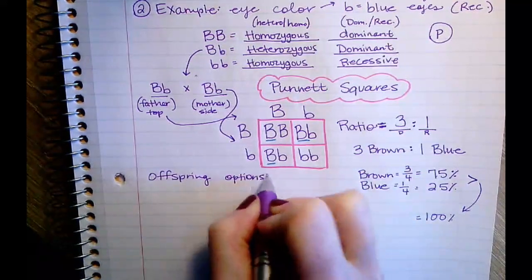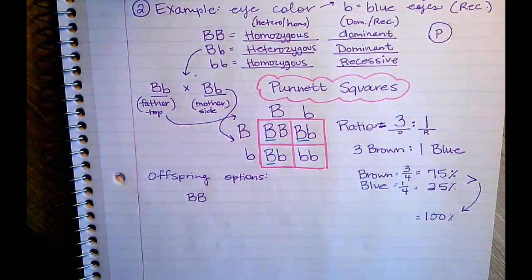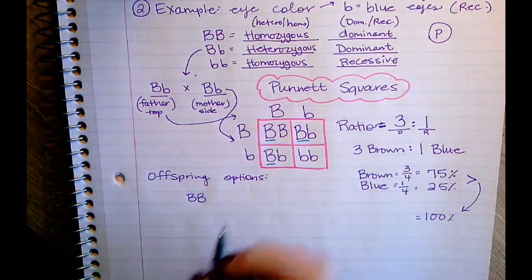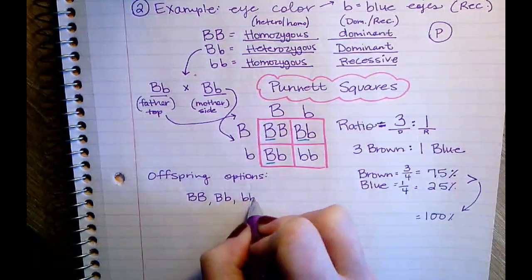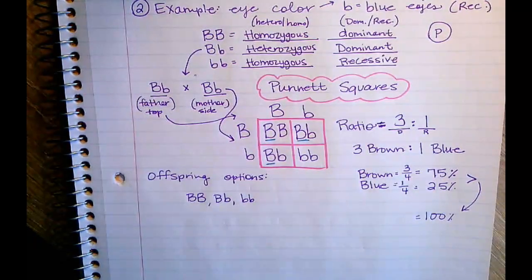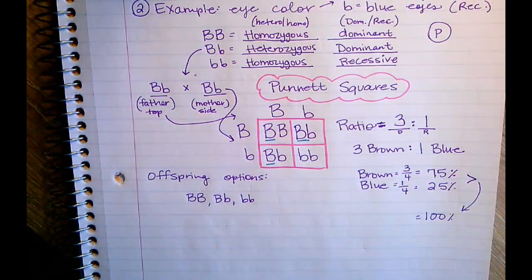So the offspring options are the following. So we have a big B, okay? Or we have a big B, or a little b, little b. So we have all of them, okay? Homozygous dominant, heterozygous dominant, or homozygous recessive. Okay, and we have a mix of brown and blue-eyed babies. All right, so that's our first practice one.